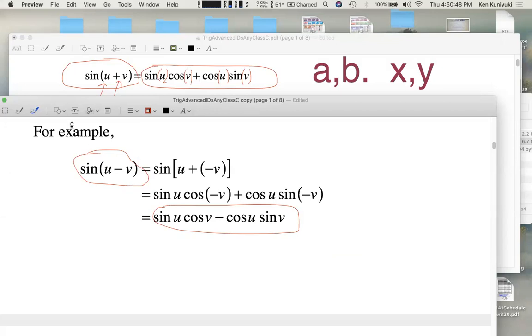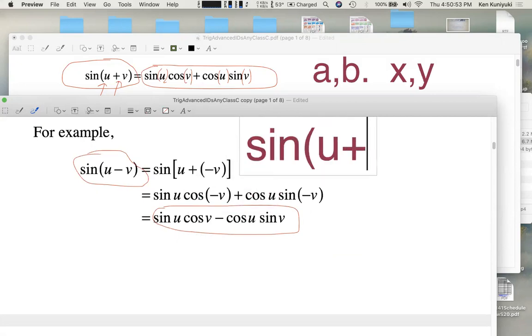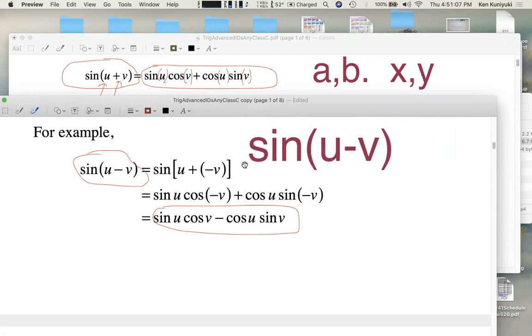Now, to analyze sine of u minus v, here's the idea. We're taking sine of u plus v, and we're replacing v with its opposite. We're substituting v with its opposite. And of course, u plus the opposite of v is just u minus v. So these are equivalent. We're going to apply the sum identity where we're taking the sine of the sum of u and the opposite of v. So every time we had a v up here, we're going to replace it with the opposite of v.